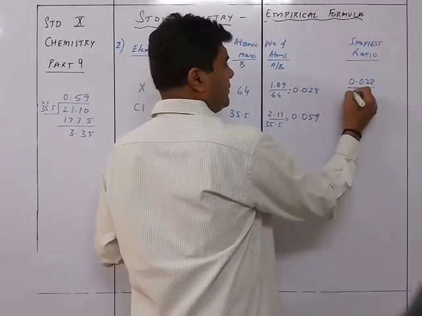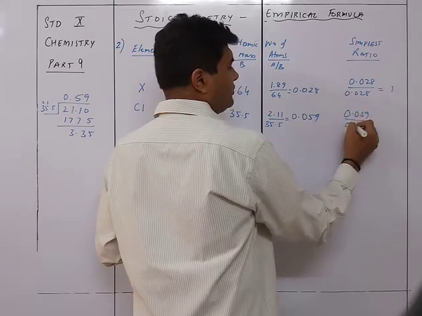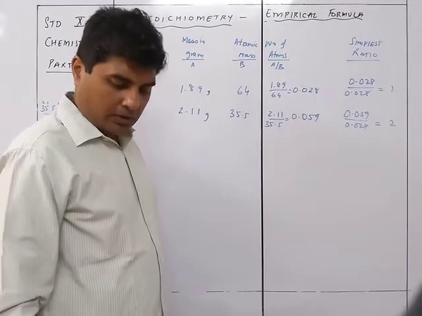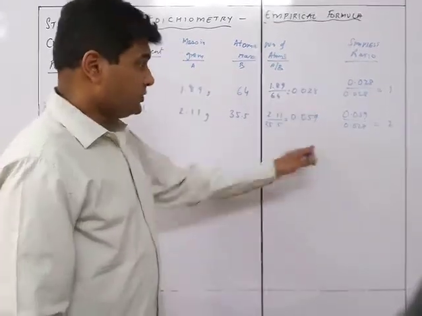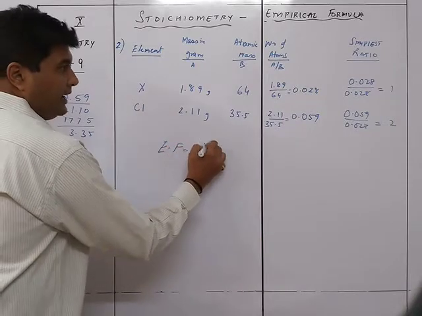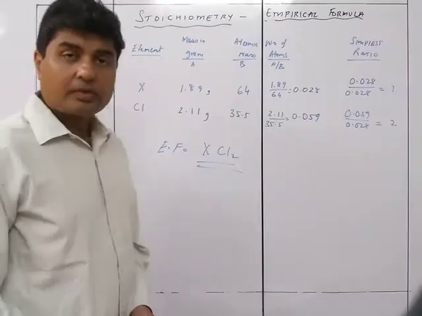So 0.028 upon 0.028 is equal to 1, and 0.059 upon 0.028 is approximately equal to 2. Right? Hence, what is my empirical formula? The empirical formula is equal to XCl2. That's it. Got it?